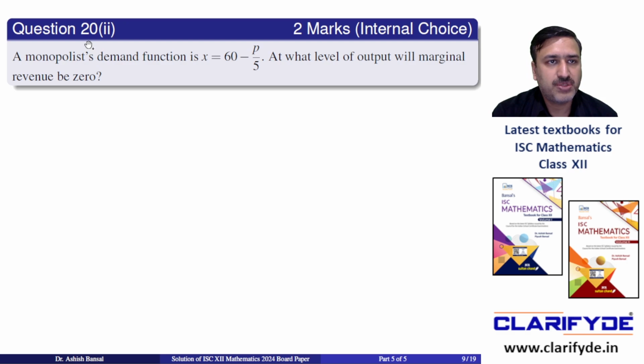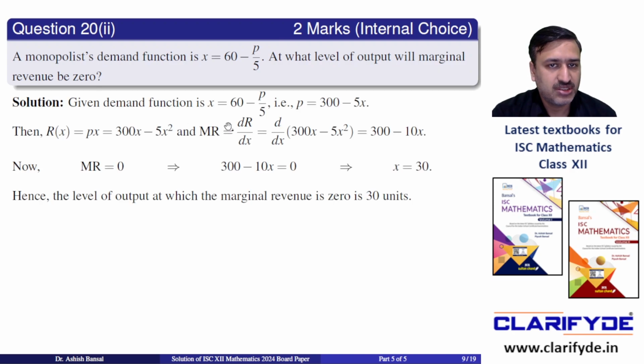Second part of question number 20 says a monopolist's demand function is x equal to 60 minus p by 5. At what level of output will marginal revenue be 0? So this is the demand function given to us, x equal to 60 minus p by 5. We can write this as p equal to 300 minus 5x. So the revenue function becomes R(x) equal to p into x, which is 300x minus 5x squared.